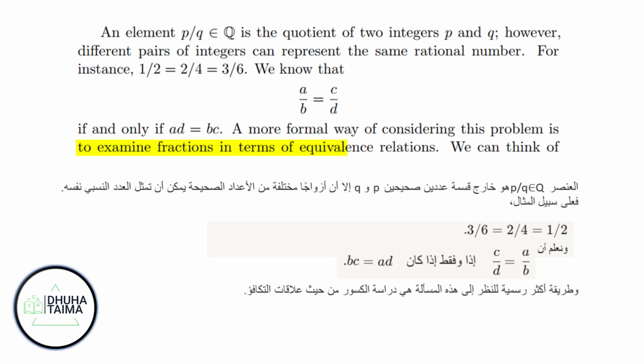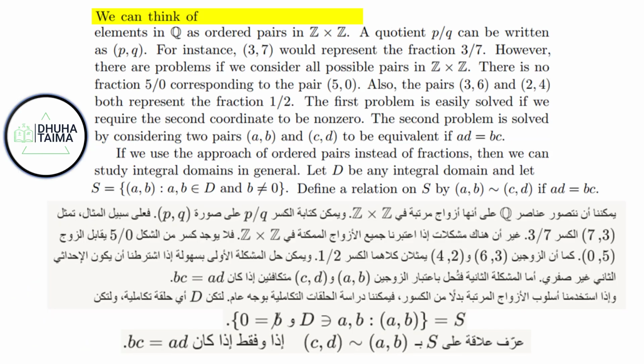A more formal way of considering this problem is to examine fractions in terms of equivalence relations. We can think of two elements in Q as ordered pairs in Z times Z. A quotient p divided by q can be written as (p, q). For instance, (3, 7) would represent the fraction 3 divided by 7.